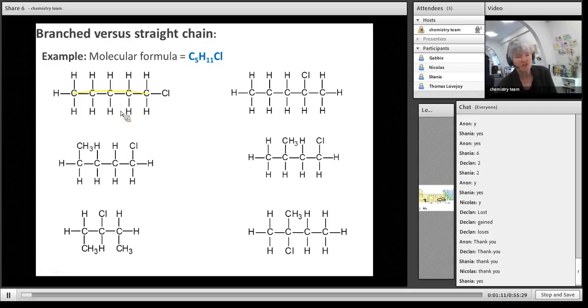So this is an example of a straight chain, and thinking of the learning we did last time with the naming of the compound, I hope you can see it's 1, 2, 3, 4, 5 carbons. So it's 1-chloropentane. Do you all agree with that name?